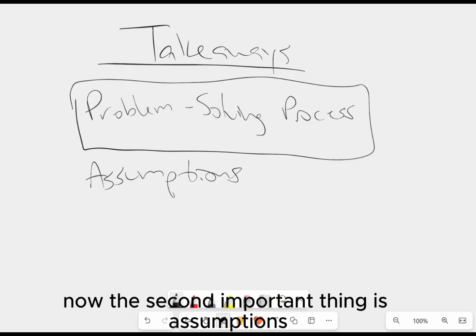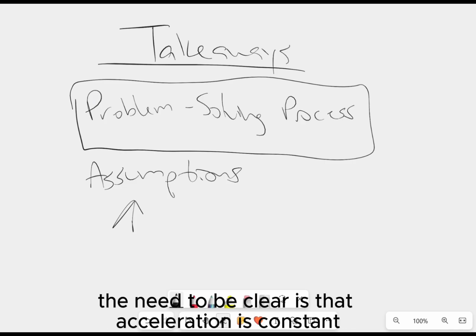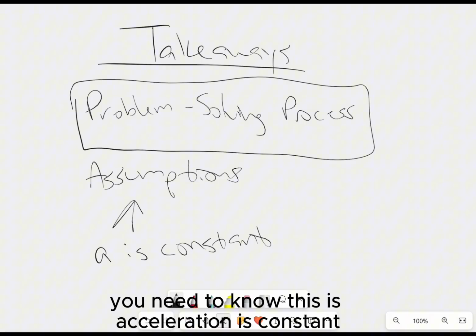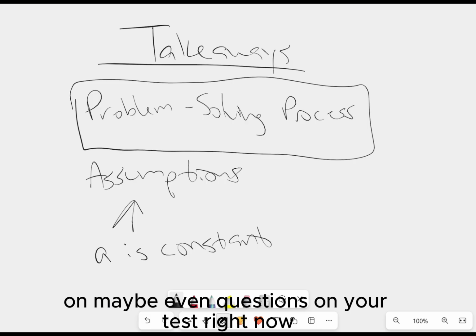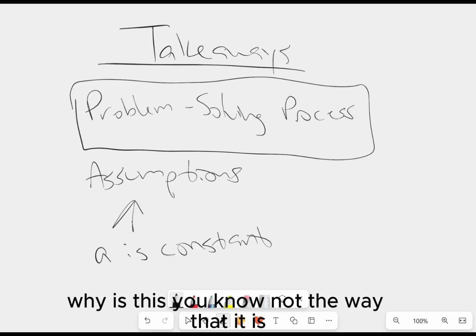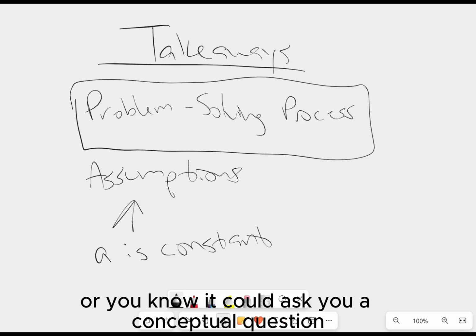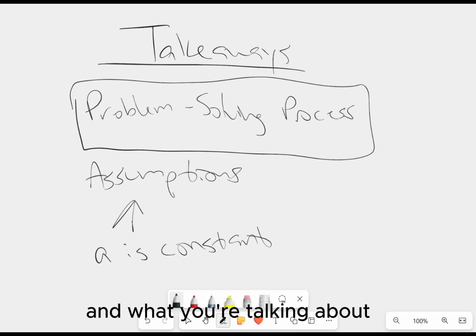Now, the second important thing is assumptions. So two really important assumptions I talked about, but that need to be clear, is that acceleration is constant. So you need to know this, is acceleration is constant, because as you will see on the AP exam, or maybe even questions on your test right now, it's going to ask you, what are you assuming? What is the issue? Why is this not the way that it is? Or, it could ask you a conceptual question. It's important to know what you're assuming and what you're talking about. And that's going to be important for the AP exam.